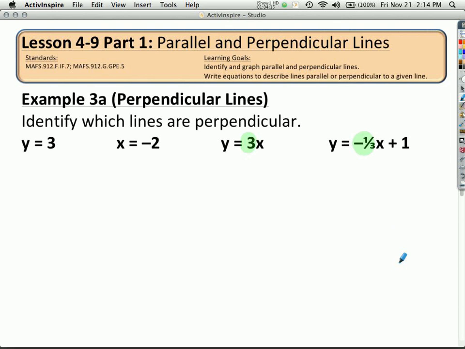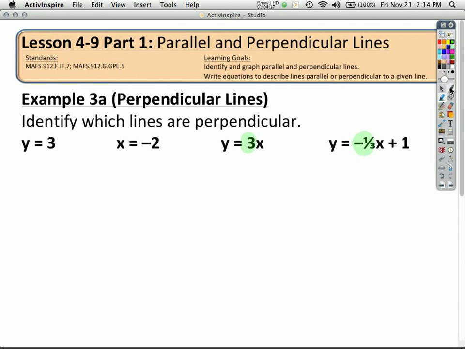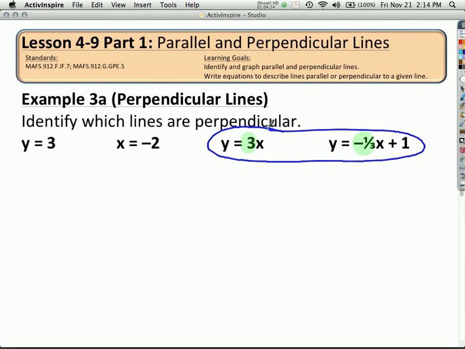Okay, some people think they are. Good, put your thumbs down. Because of that simple fact that they are opposite reciprocals, these 2 lines are perpendicular. Anyone have any questions about that? So we're still looking in the same place, but now we're looking for something different.